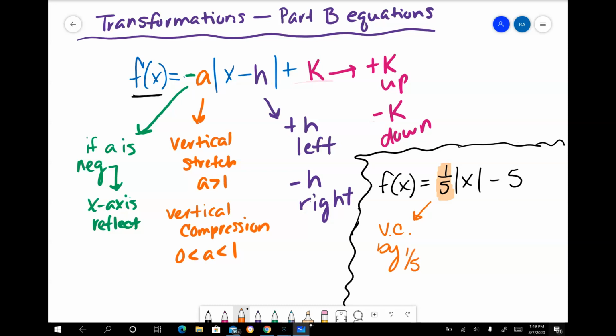Okay? Next, do we have an h value? Is there a number of x minus or plus a number? No, x is by itself, so there is no left or right. But we do have a -5 on the end, and a -5 is going to be your up or down. And so the -5 means we're going to go down 5 units. Okay? So I hope you got that one right. If not, feel free to send me a question. Okay? All right.